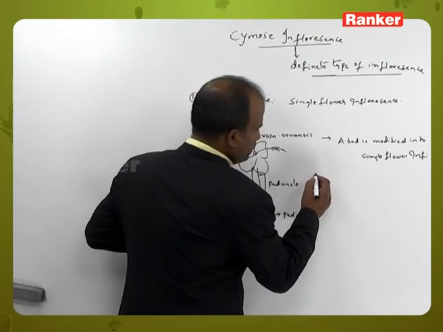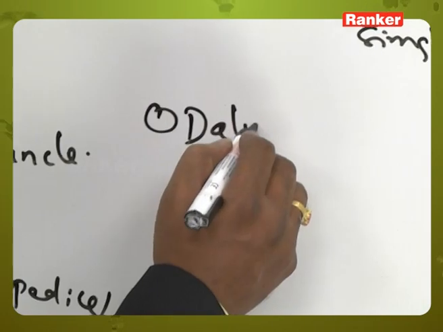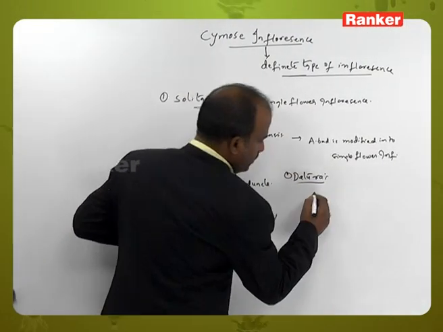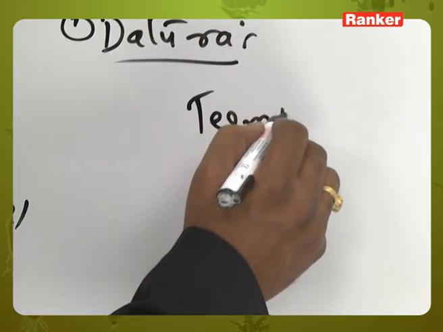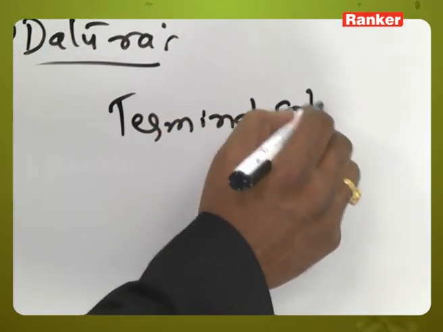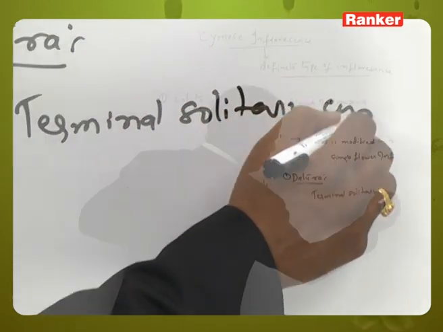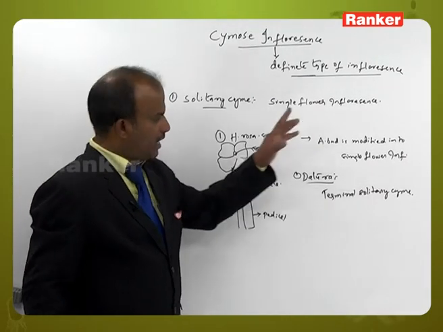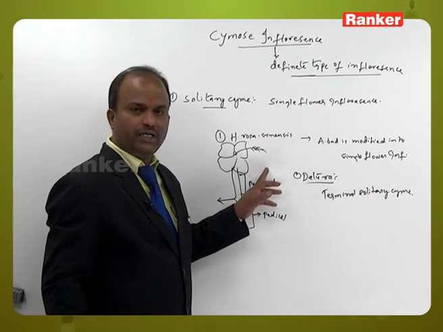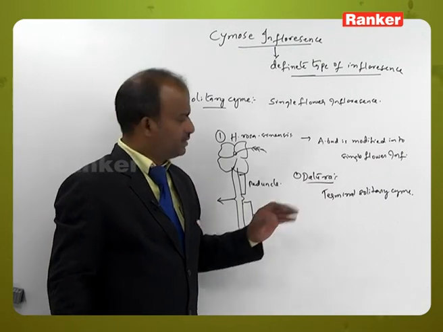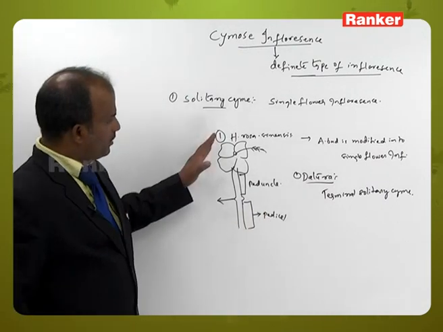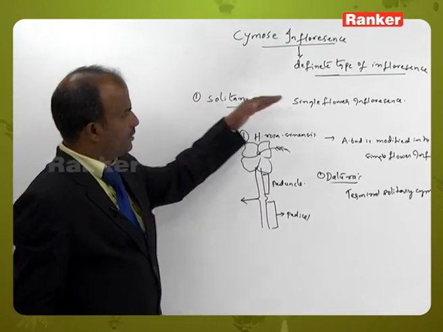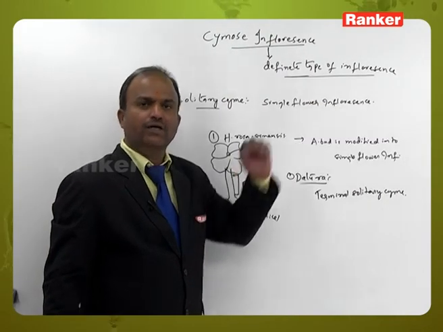And another flower is nothing but Datura. In Datura flower, terminal solitary cyme can be seen. In Hibiscus rosa sinensis, axillary solitary cyme can be seen. These two types of inflorescence come under solitary cyme. Solitary cyme means it indicates a single flowered inflorescence.